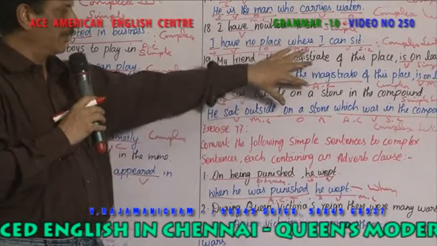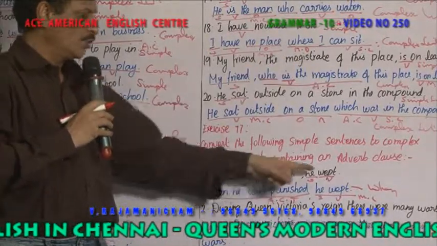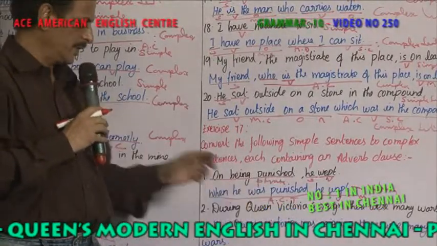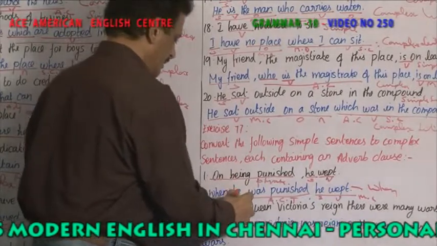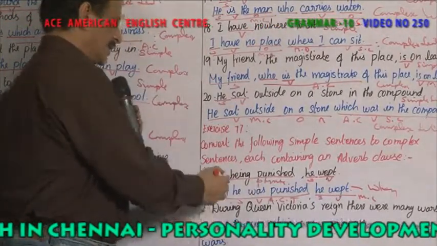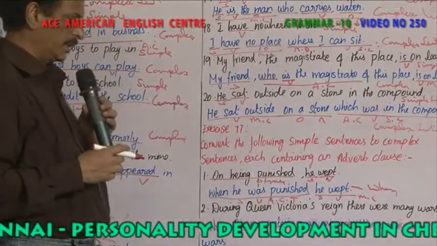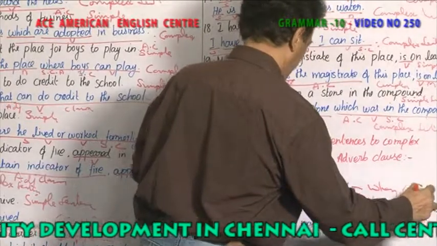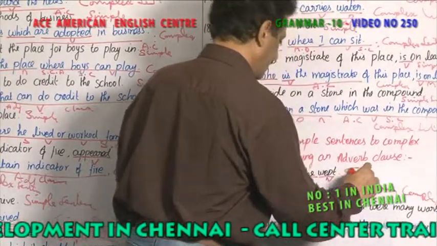You are asking a question to the verb and you are getting an answer, with the verb, he was punished. So he is the subject, was is a verb. So two verbs are there. So two sentences. This sentence depends upon this sentence. So it becomes a complex sentence. Right? So this is a simple sentence, the first sentence.